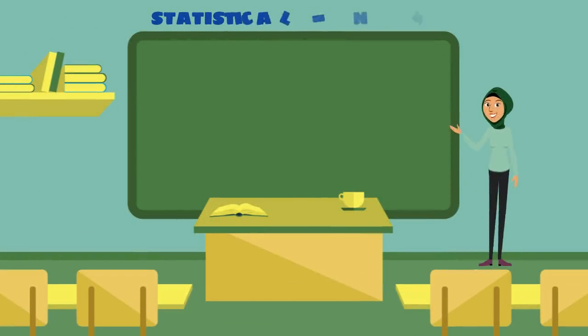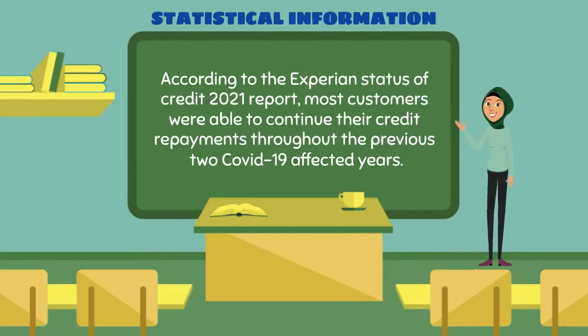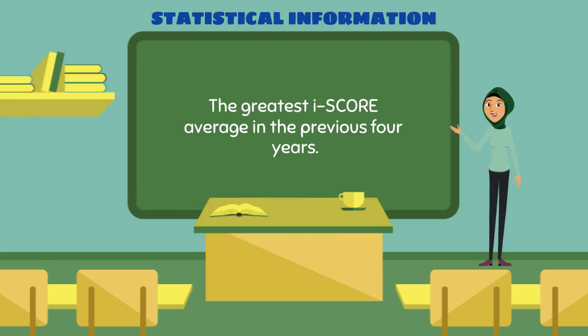Now let me move on to the statistical information. According to the Experience Status of Credit 2021 report, most customers were able to continue their credit repayment throughout the previous two COVID-19 affected years. Credit worthiness improved somewhat, with the average credit score in Malaysia climbing 80 points from 601 in 2019, before the COVID-19 pandemic, to 690 in 2021.